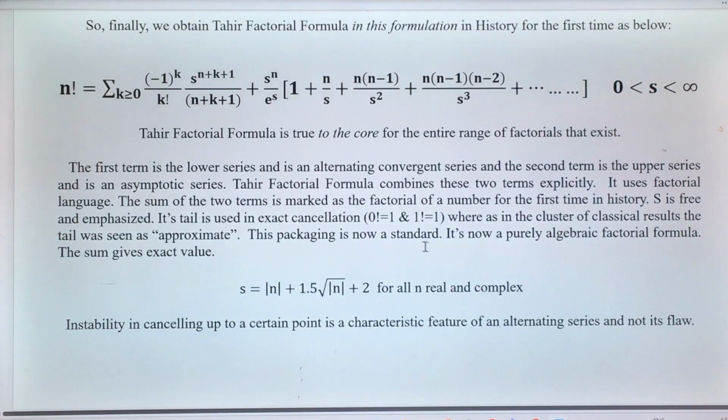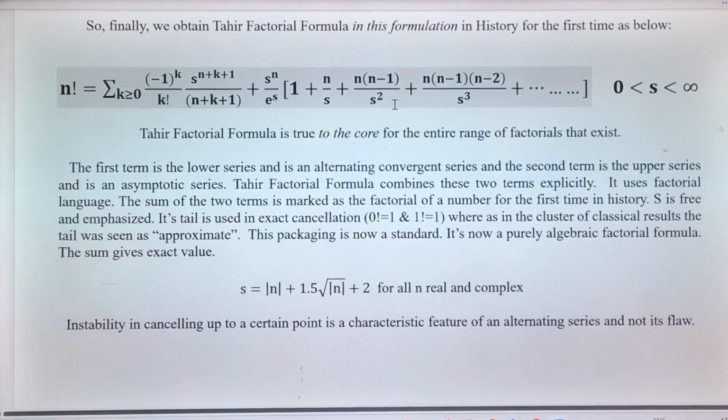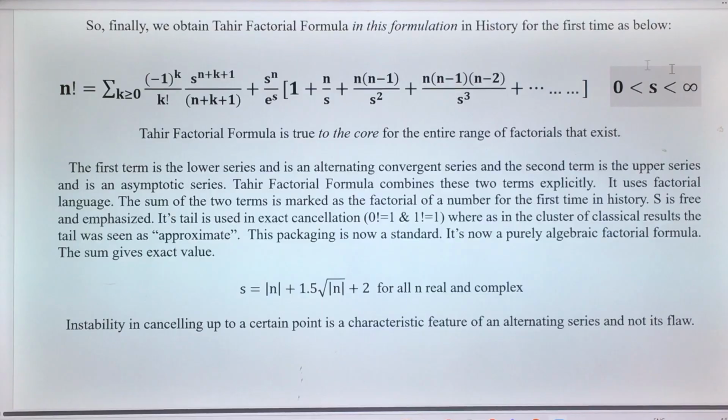This packaging of mine is now a standard. It's now a purely algebraic factorial formula. The sum gives the exact value. So if you use infinite precision screens with infinite digits, it will always converge to the exact value.